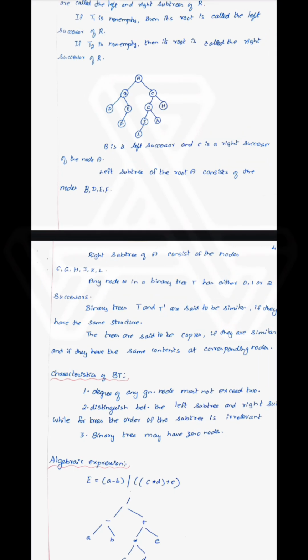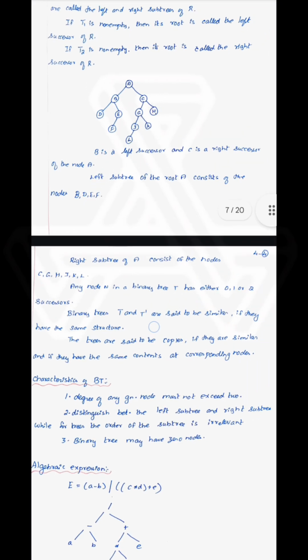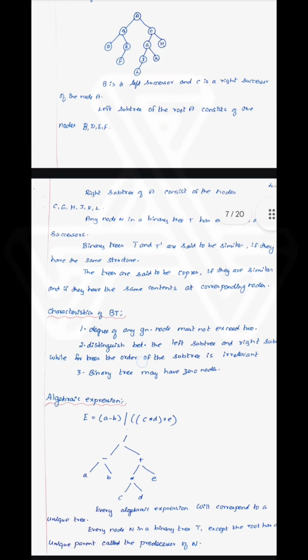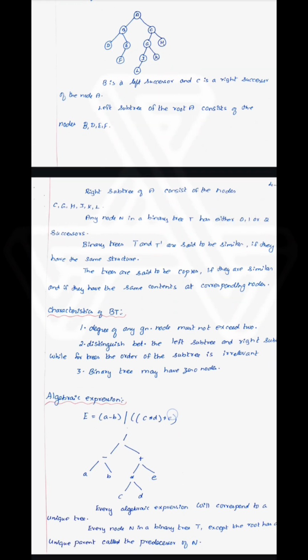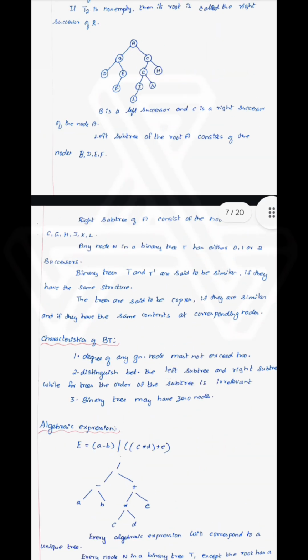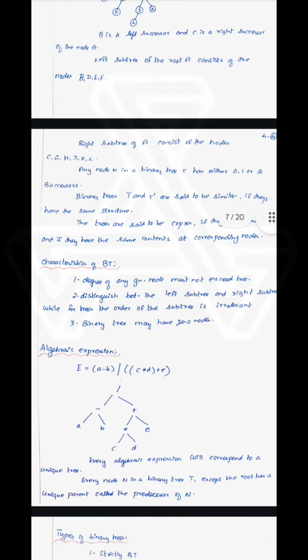B is the left successor and C is the right successor of the node A. Left subtree of the root A consists of nodes B, D, E, F. Right subtree of A consists of nodes C, G, H, J, K, L. Any node in a binary tree T has either 0, 1 or 2 successors.